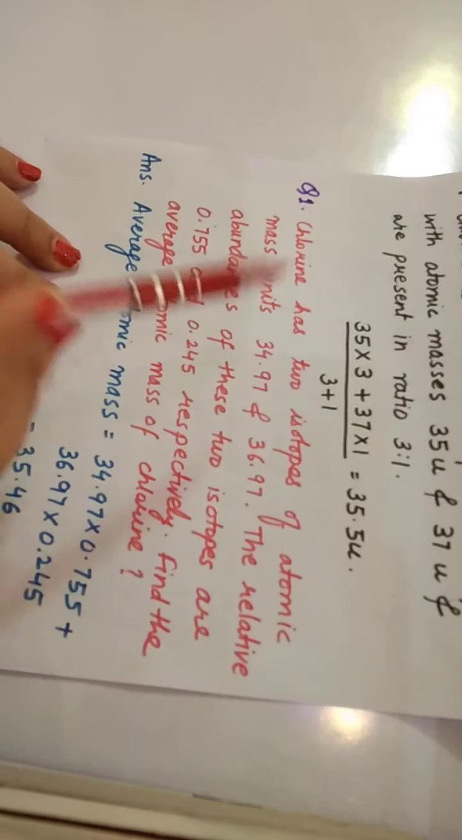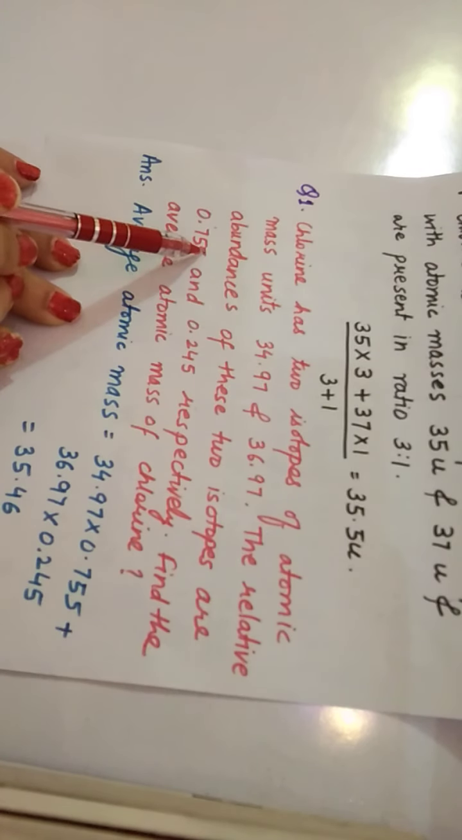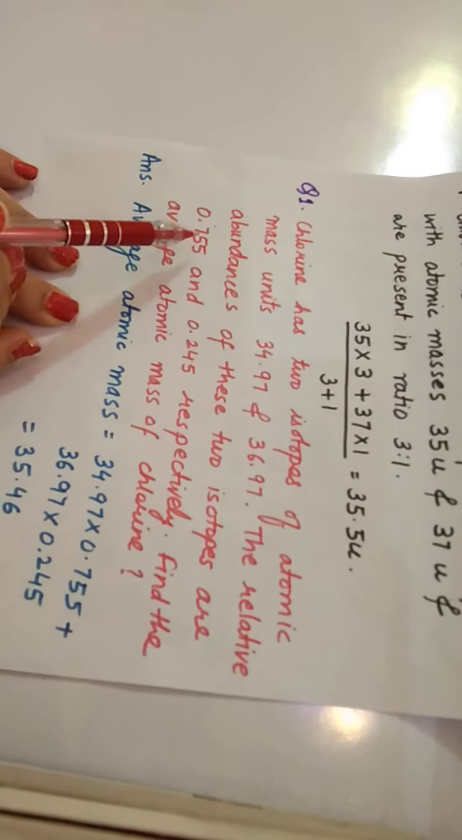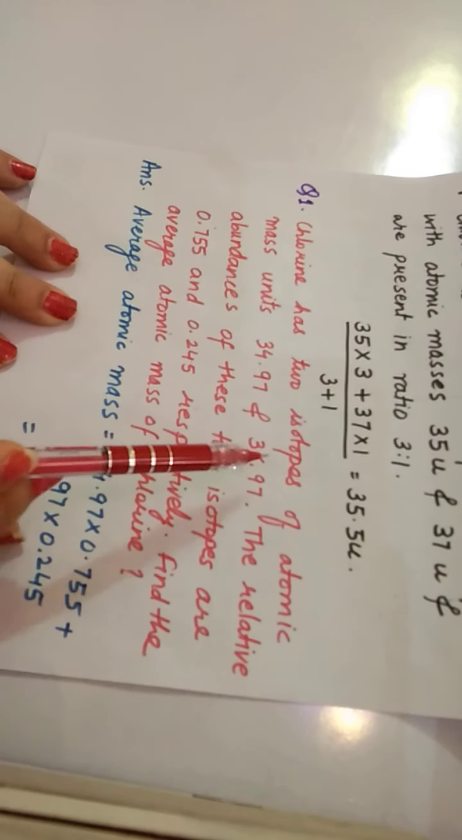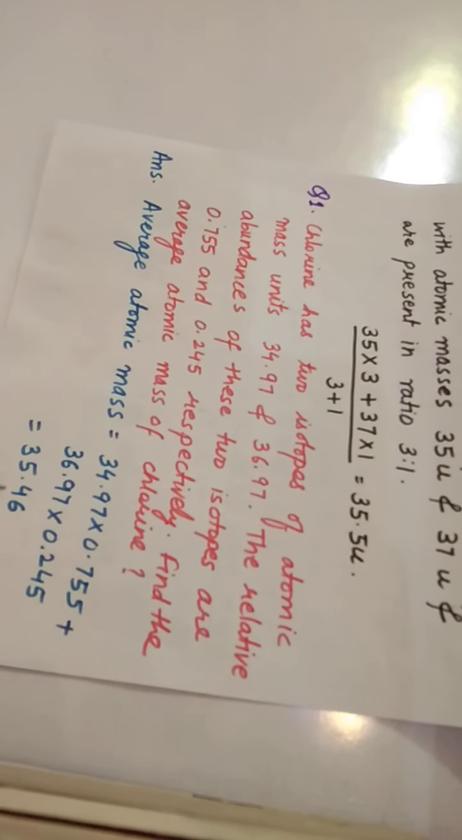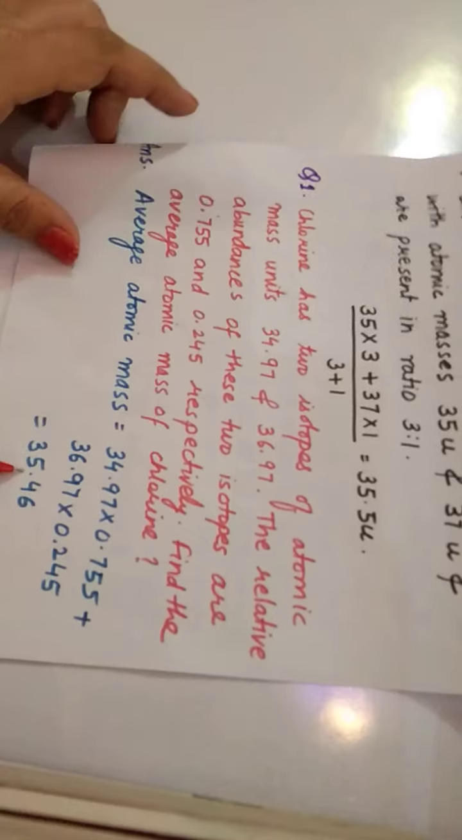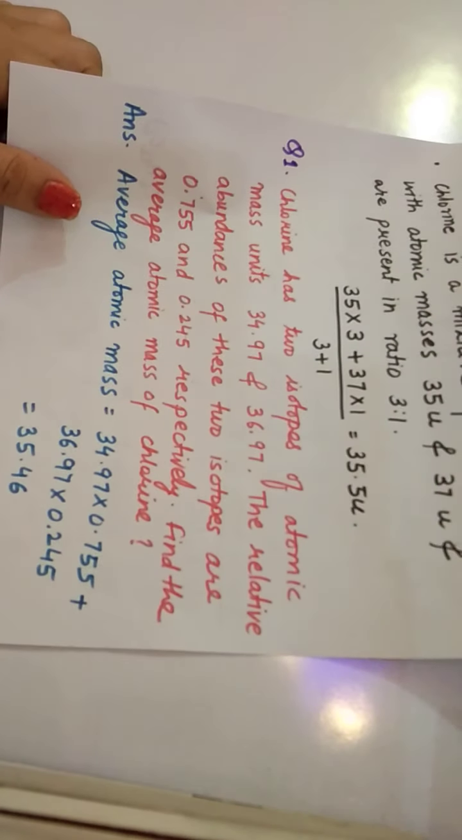So what you will do is atomic mass into relative abundance plus atomic mass into relative abundance of the second one. The atomic mass of the first one is this much, and its relative abundance is this much. So this into this plus this into this comes out to be 35.46, that is 35.5. So this is the way we find the average atomic mass of chlorine.